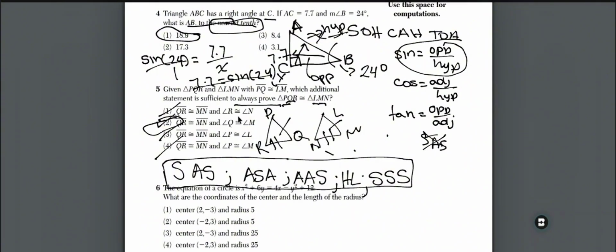And then answer choice 2 said angle Q and angle M are congruent, and when I remember my triangle congruency theorems, I know that side, angle, side is a congruency theorem that works. I know that that is going to be my answer choice.